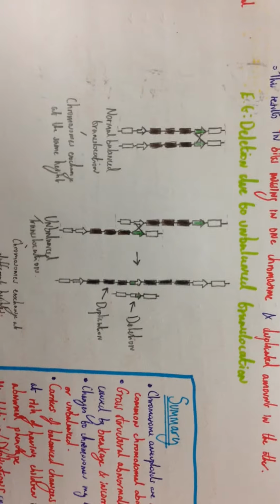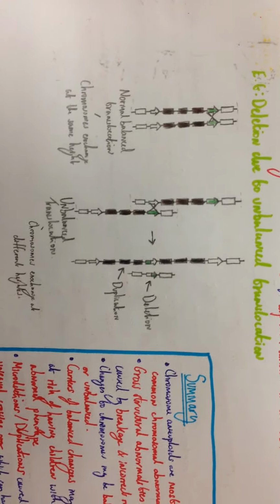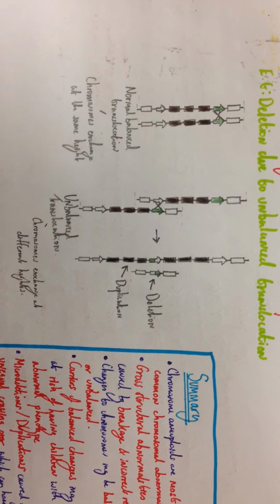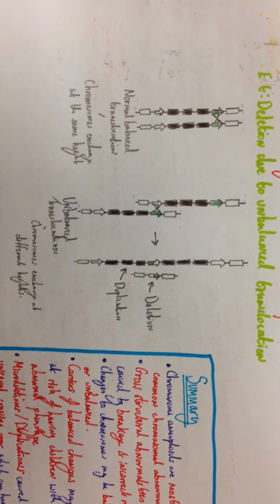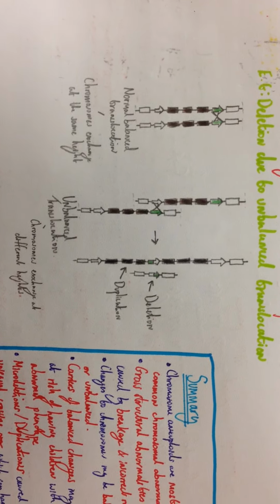However, in unbalanced translocation, there's an unequal exchange of genetic material. As we can see here on the right, here's an unbalanced translocation. The chromosomes exchange at different heights. Therefore, you get a duplication in one chromosome and a deletion in the other.